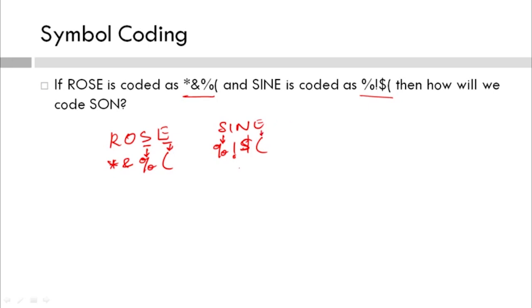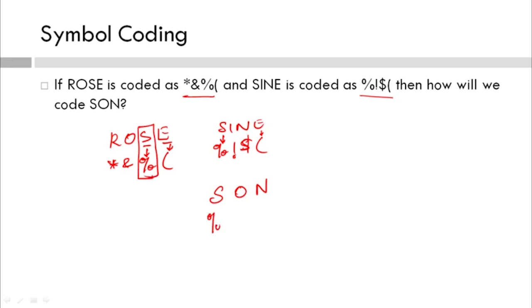So what do I understand? The pattern that has been used here is that for each letter a particular symbol is being used as the code and that is standard throughout. Now I have to find out the code of the word sun. What is the code for S? The code for S is percentage. So this will be percentage.